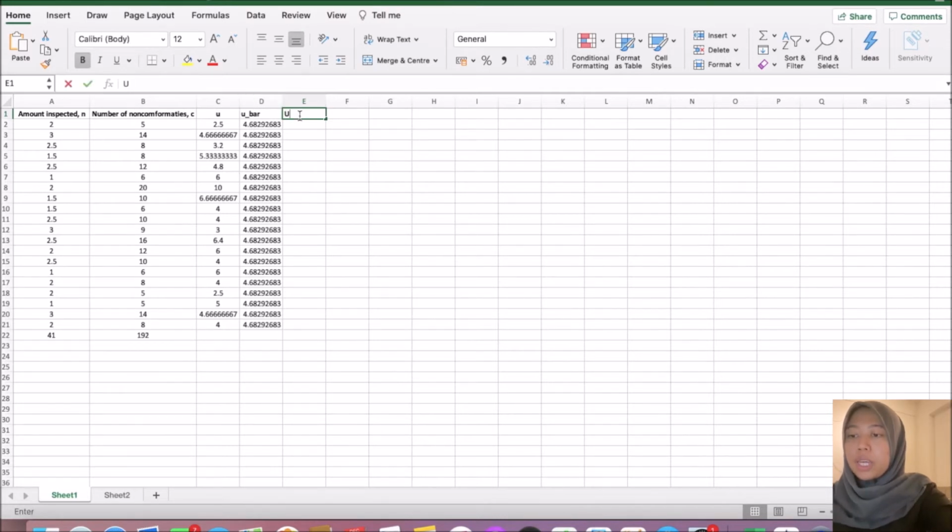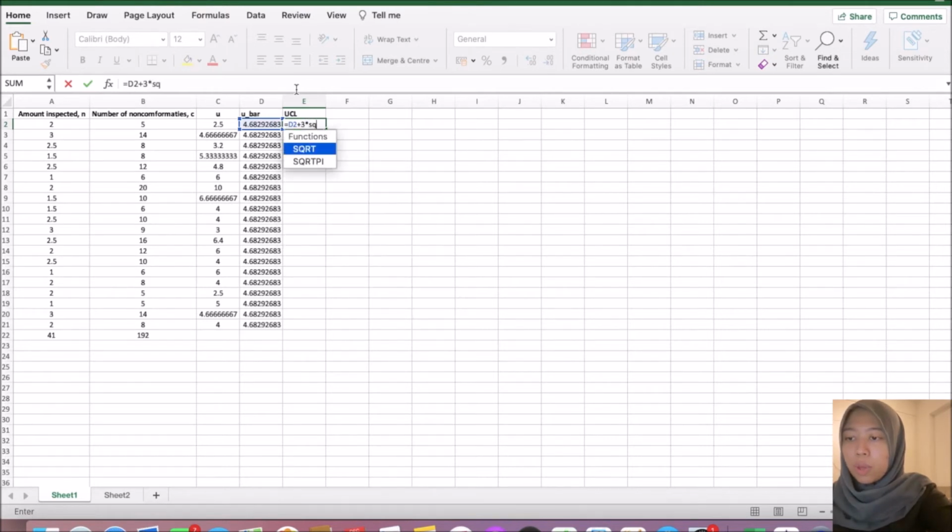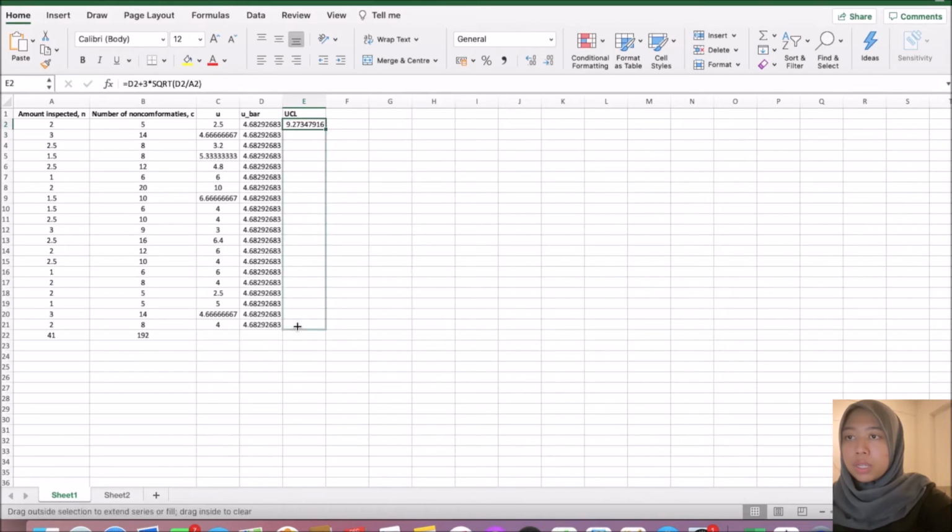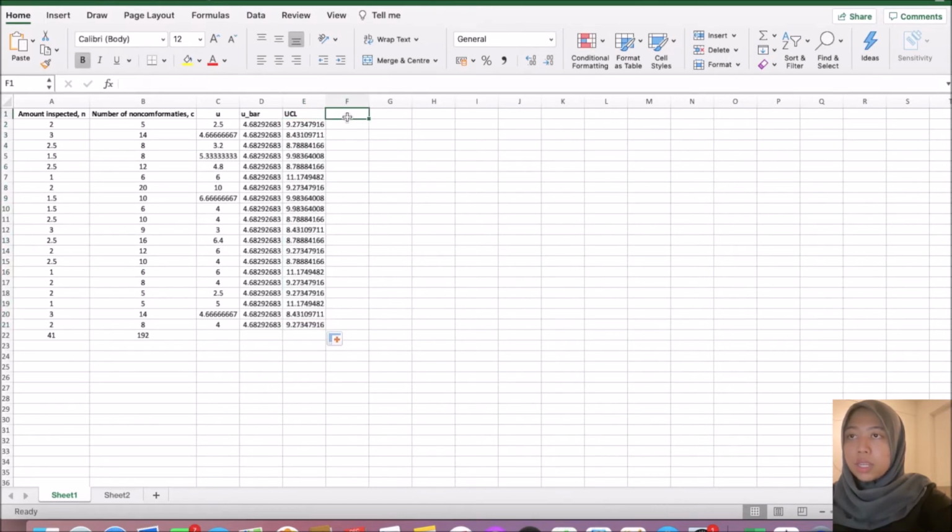Now for the upper control limit. The upper control limit is the U bar plus 3 square root of the U bar divided by N. Okay, and then drag this. So we're done for the upper control limit, and now for the lower control limit.